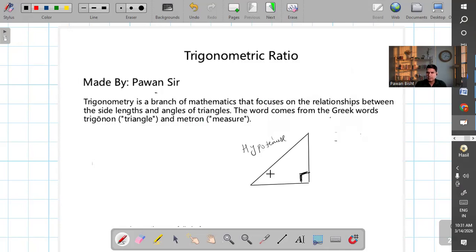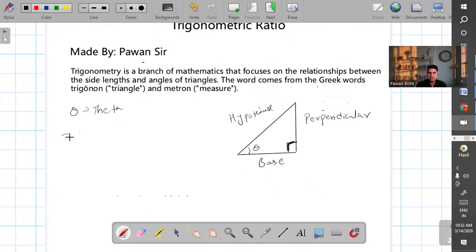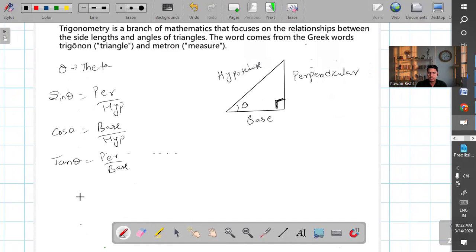If we talk about the CBSE and ICSE boards, they call this side the perpendicular and this the base. And let this angle be theta. Theta is a technical name for representing an angle, right? So if we talk about the sine trigonometric ratio, the formula for sin theta is perpendicular upon hypotenuse. The formula for cos theta is base upon hypotenuse, and tan theta is perpendicular upon base.